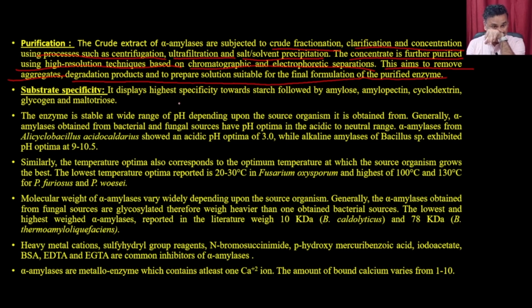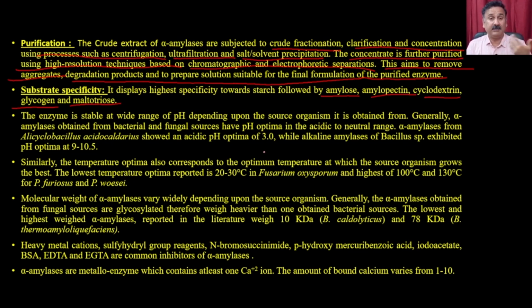Then you can also have the substrate synthesis. So alpha amylases could be specific towards the amylose, amylopectin, cyclodextrins, glycogens, and the maltotriose. The enzyme is stable at a wide range of pH depending upon the source of the organisms. So you can have the pH optima in the acidic to neutral range, or you can also have the pH optima of 3 and so on.